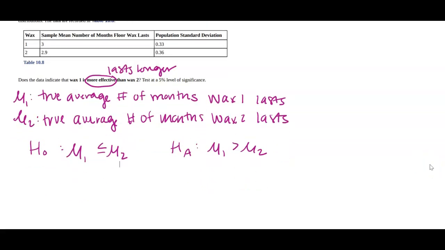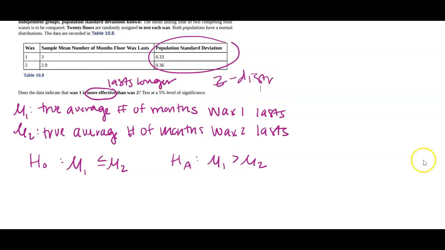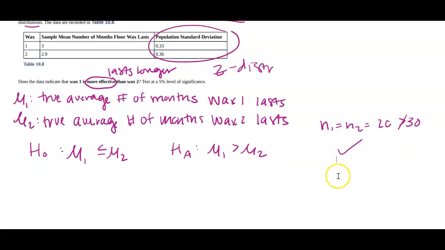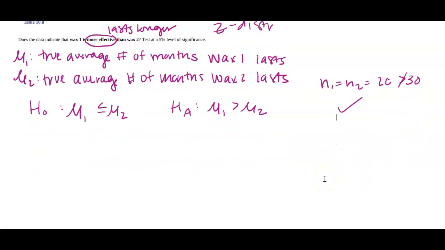Since I know the population standard deviations here, I can use a z-distribution. And I'm not worried about my sample size being a little bit small. N1 and N2 are both 20. That's not greater than 30, but it says the populations have a normal distribution, so I'm okay to move on as far as my conditions for using a normal model are concerned.